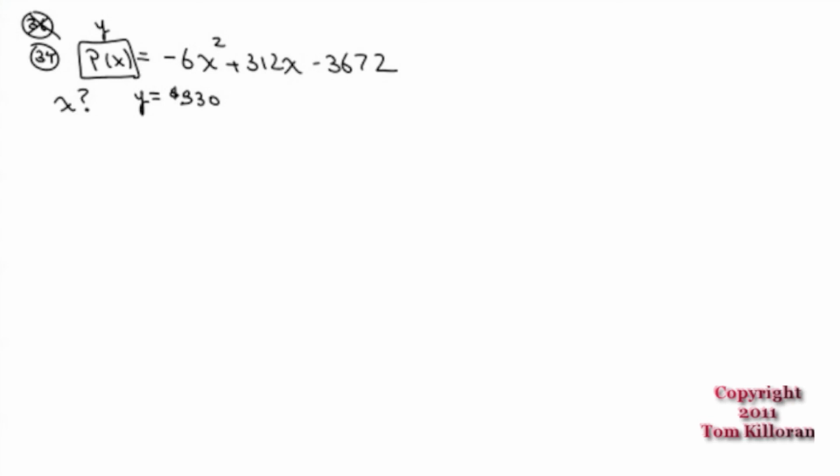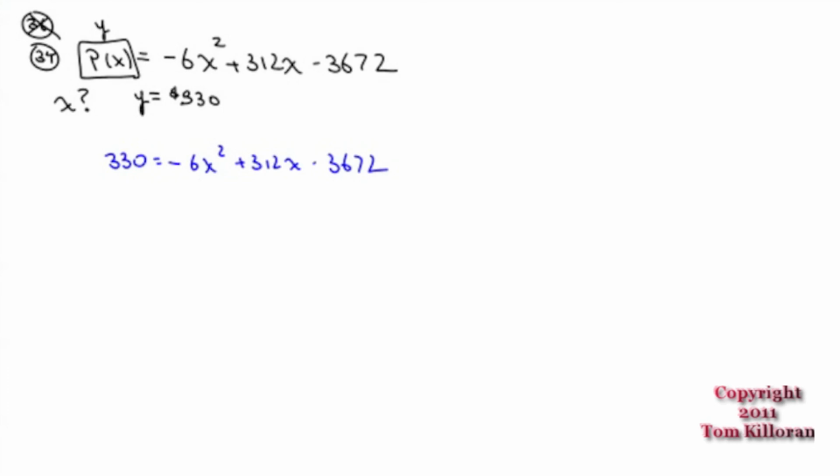So to solve for x here, we need to replace y with 330. So you take P of x, you replace it completely with 330, and it's going to equal negative 6x squared plus 312x minus 3,672. All of these problems, when you're dealing with functions, it's here's an x, find me a y. Here's a y, find me an x. And you just have to recognize that if this side has all the x's, the other side has to be y, guaranteed.